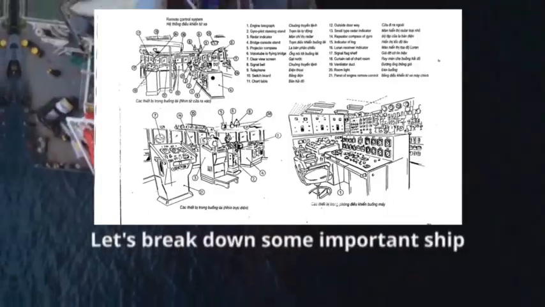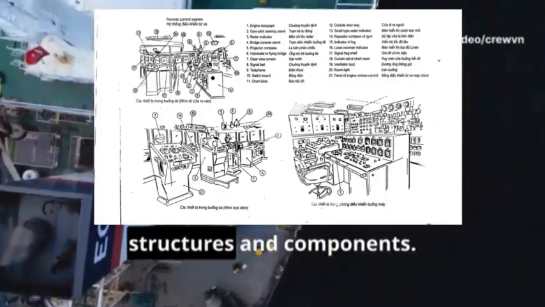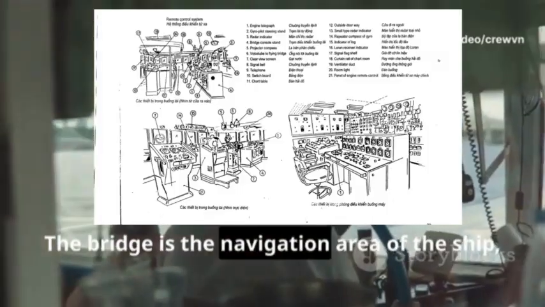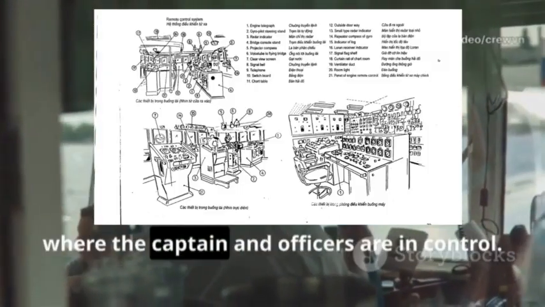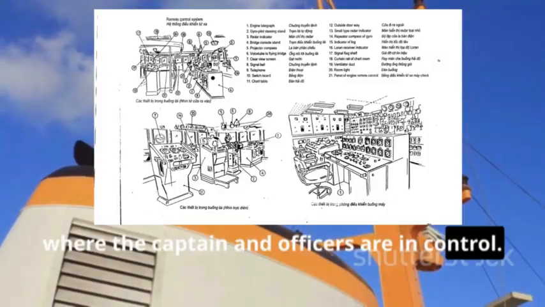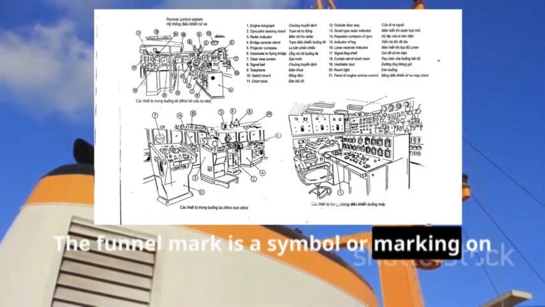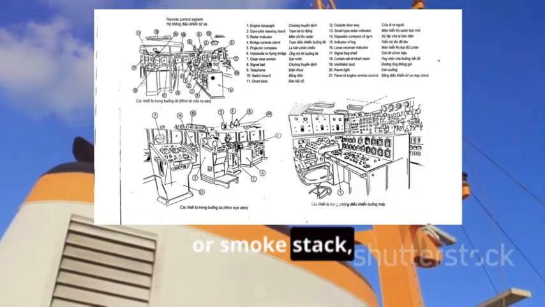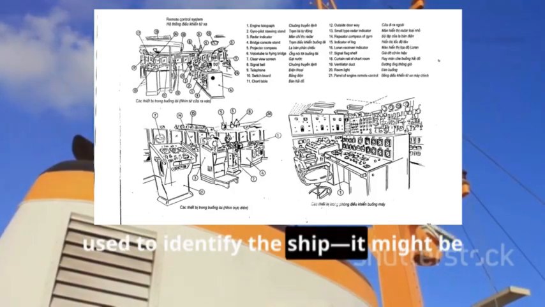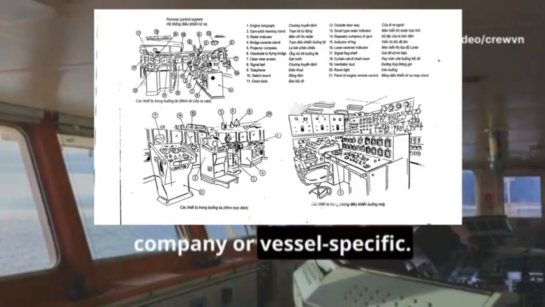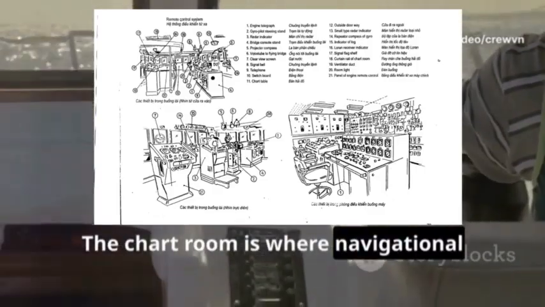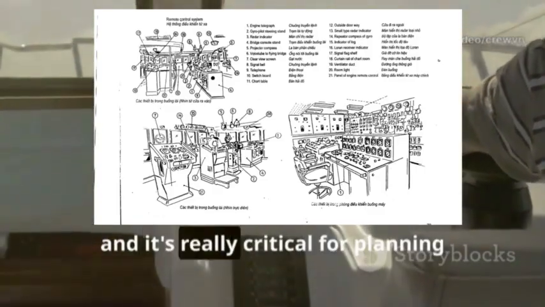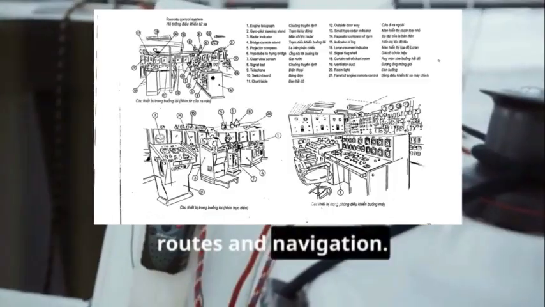Let's break down some important ship structures and components. The bridge is the navigation area of the ship, where the captain and officers are in control. The funnel mark is a symbol or marking on the funnel or smokestack used to identify the ship. It might be company or vessel specific. The chart room is where navigational charts are stored and plotted, and it's really critical for planning routes and navigation.